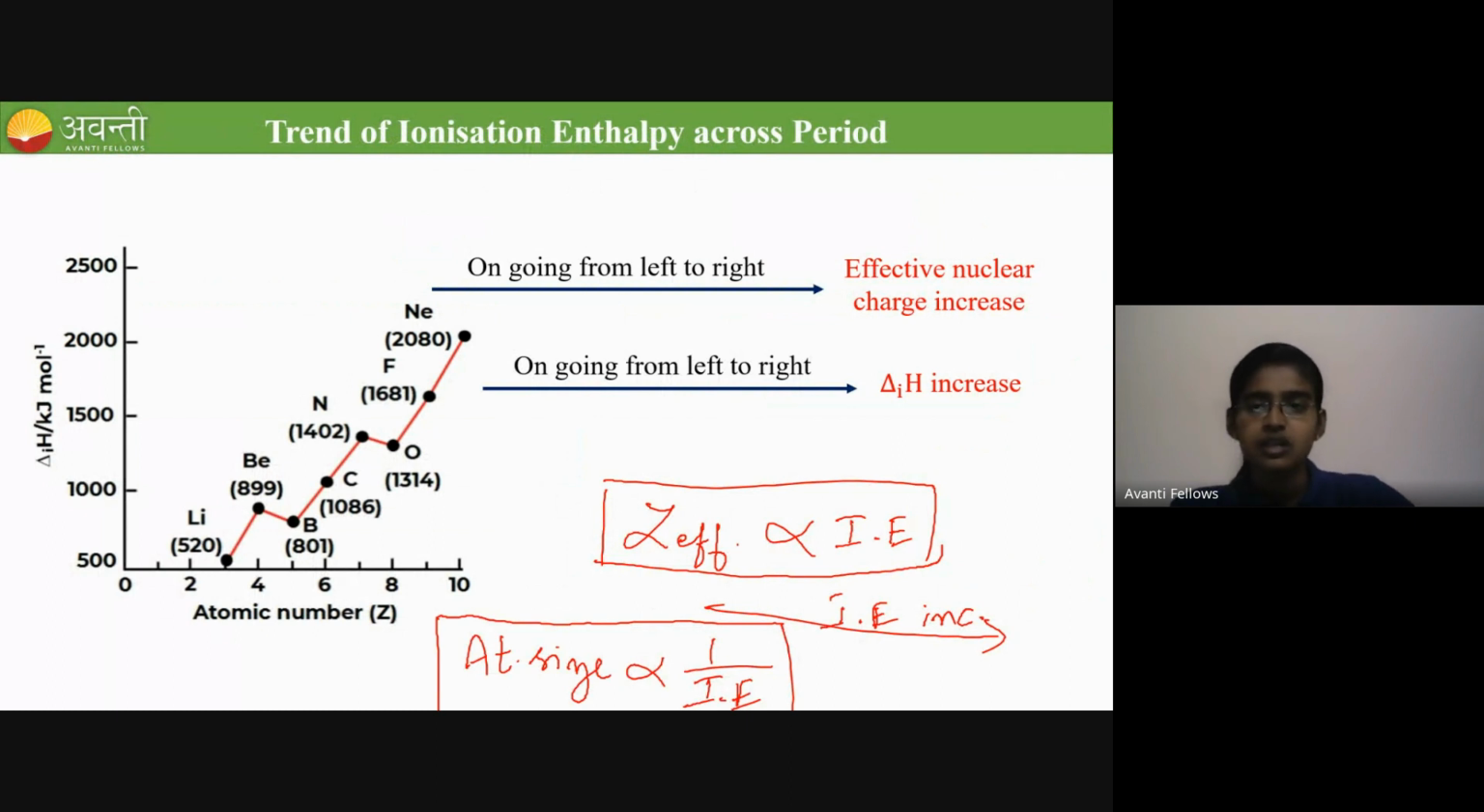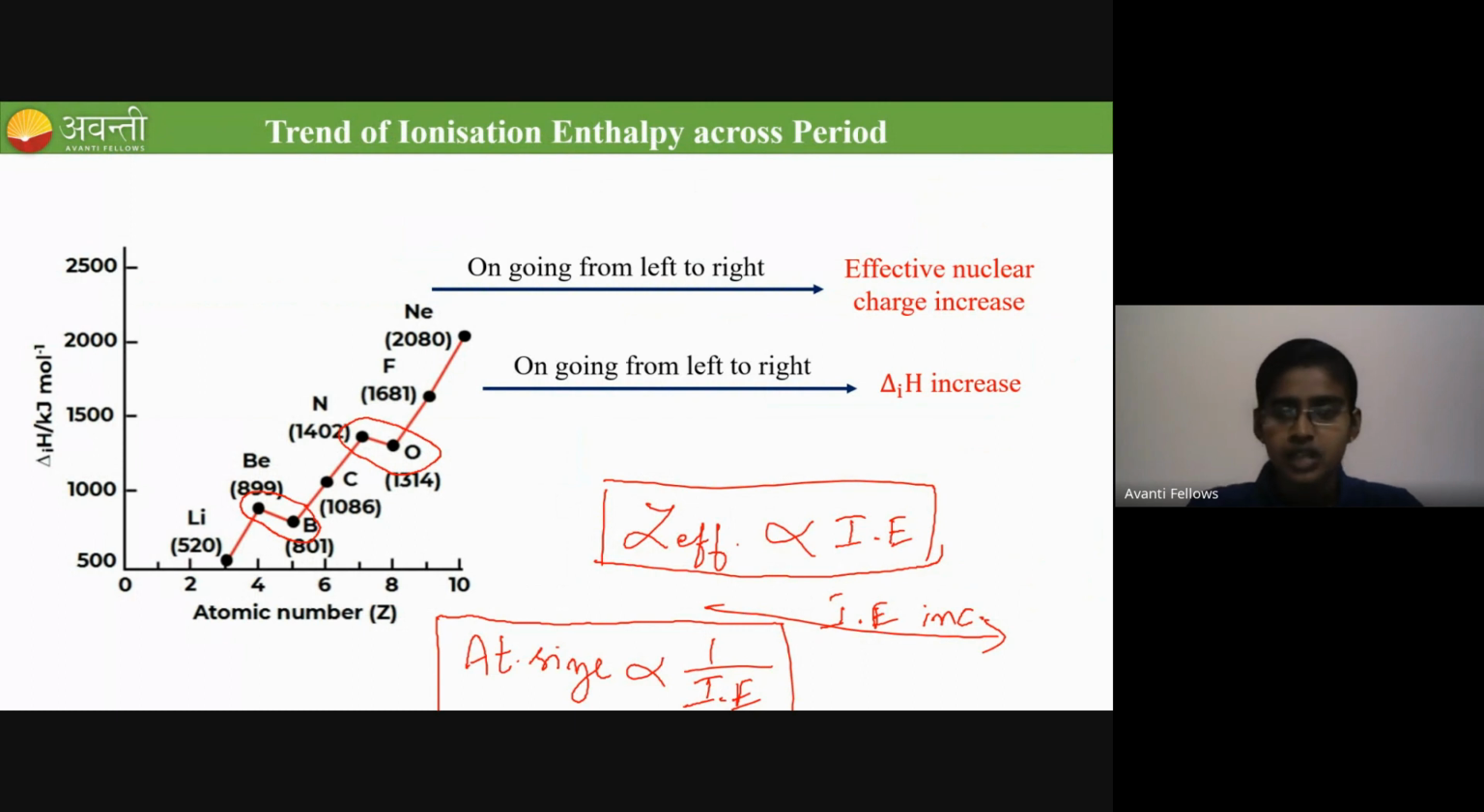Just observe this graph very carefully. Gradual increase is not observed. There is some exception between beryllium and boron, nitrogen and oxygen. Just have a look at it now, I'll explain the reason within a few seconds. So generally, the general trend is that across the period, ionization energy increases. That's all. Any doubt from the topic that we have discussed so far, from the trend and ionization energy? Is everything clear? Yes? Okay.